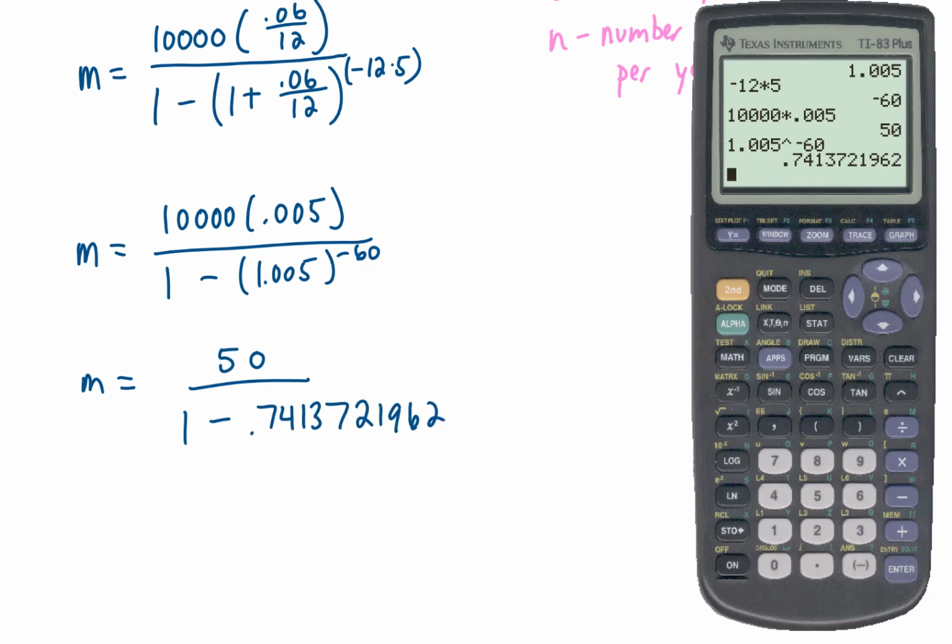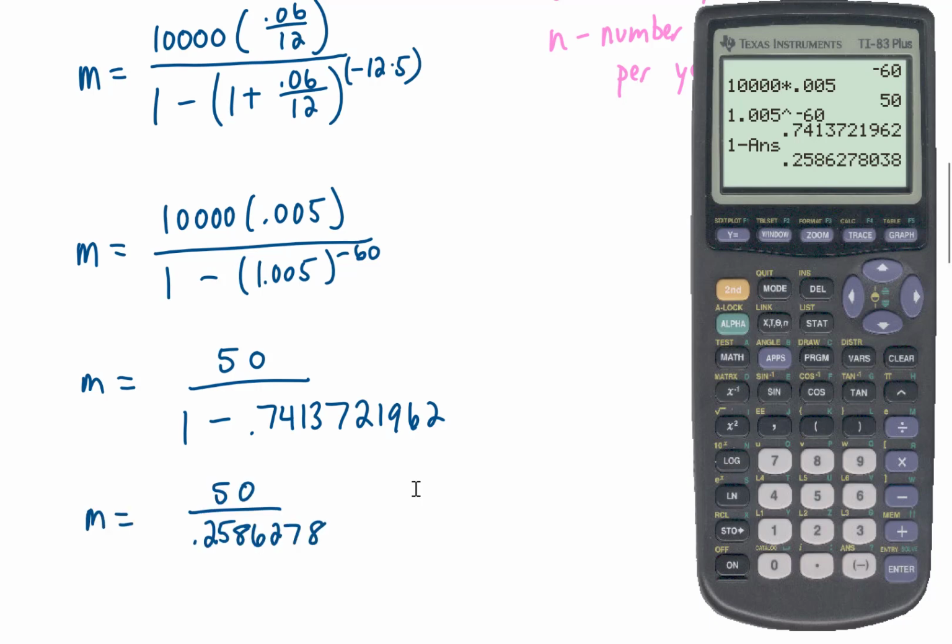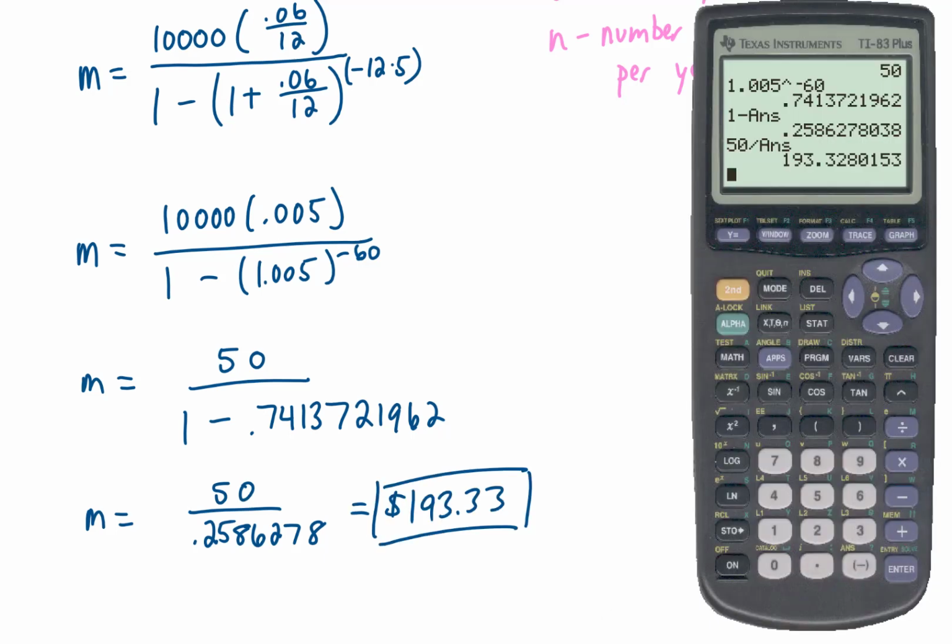Now let's simplify the denominator by subtracting that number from 1. That gives me 0.2586278 in the denominator. Now let's finally get our value for M, our monthly payment, by dividing 50 by this result. I'm getting $193.33. That is a pretty good answer.